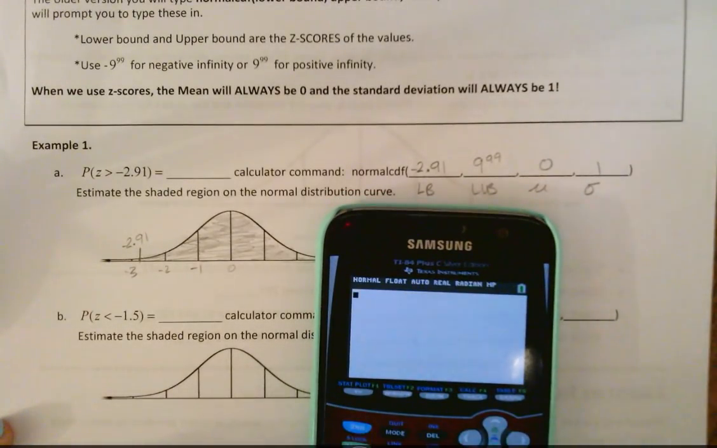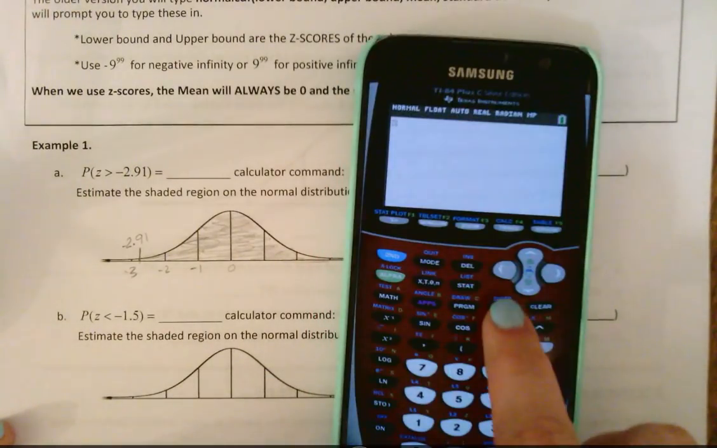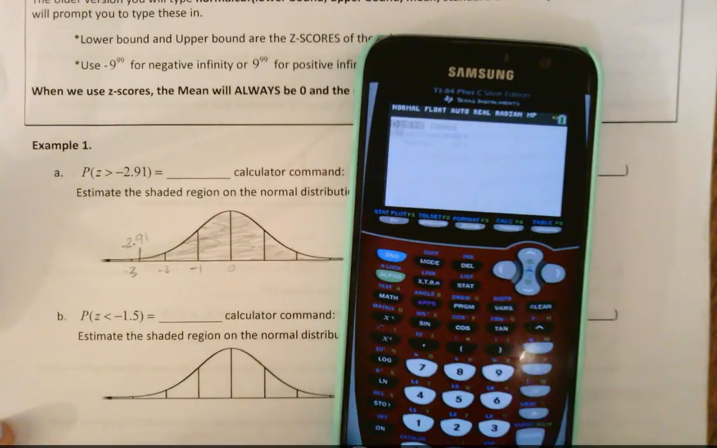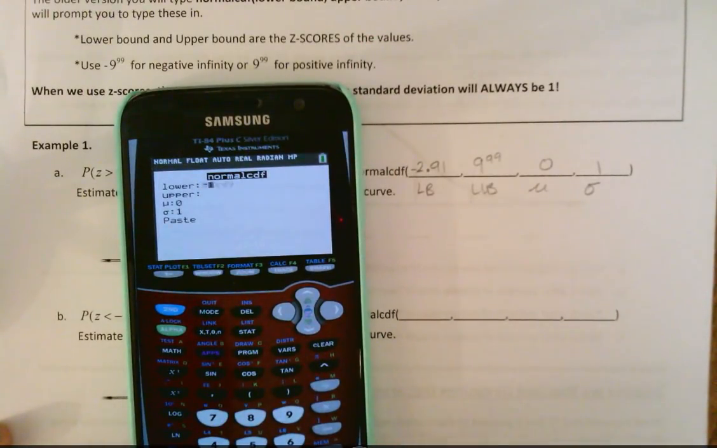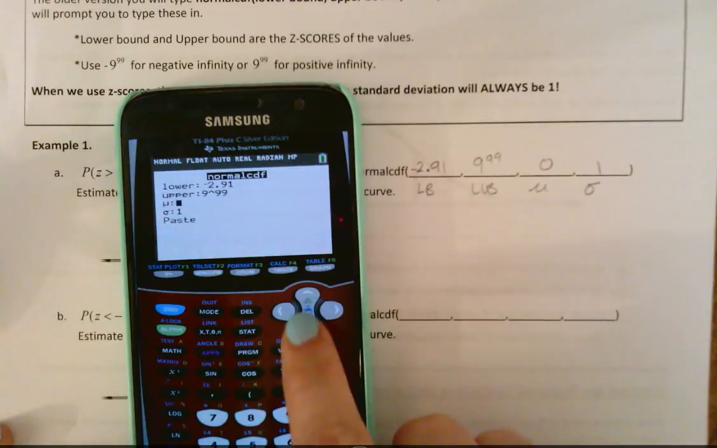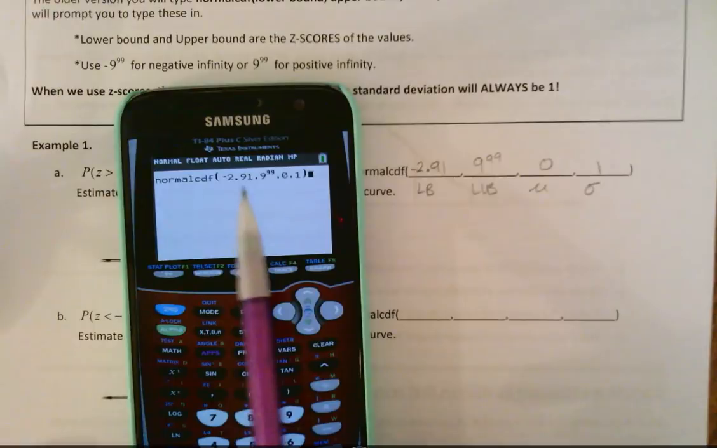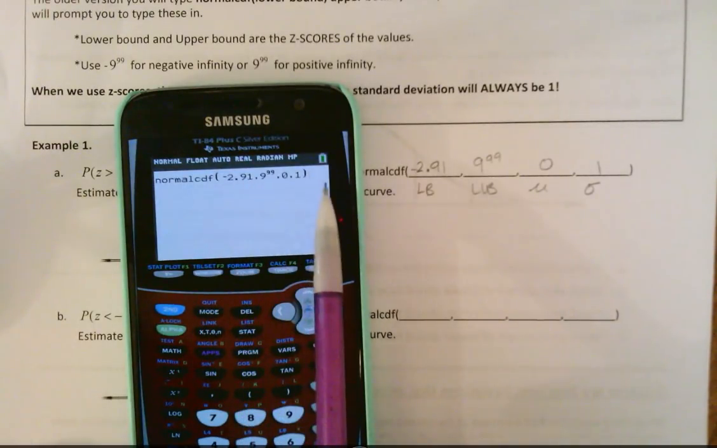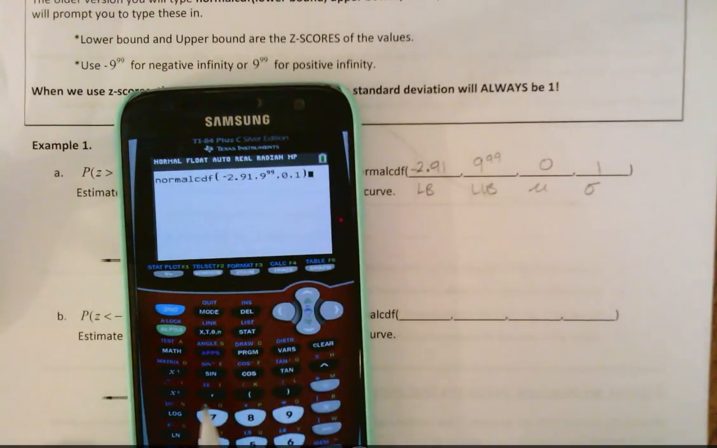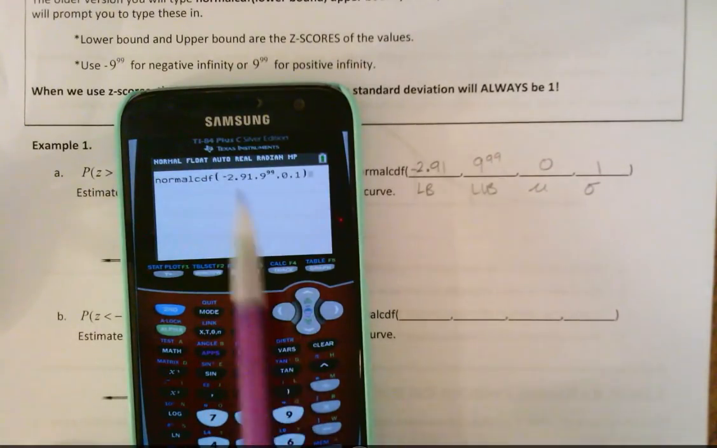let's go from the beginning. I pushed second, and then vars, went down to normal CDF, enter. My lower bound is -2.91. Our upper boundary is 9 to the 99, and we're going to leave those alone. We're going to paste. Remember, if you have the older model, you're going to have to type it in to make it look like this. Your comma button is right here above the 7. Newer ones, you're not going to have to worry about it.